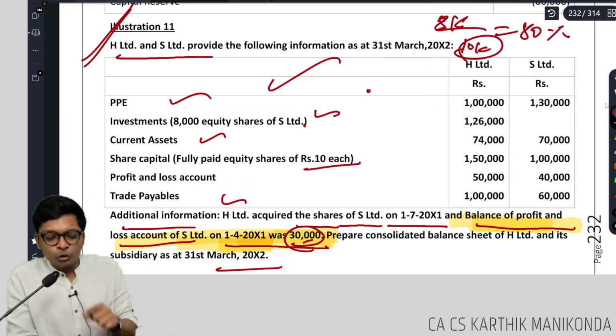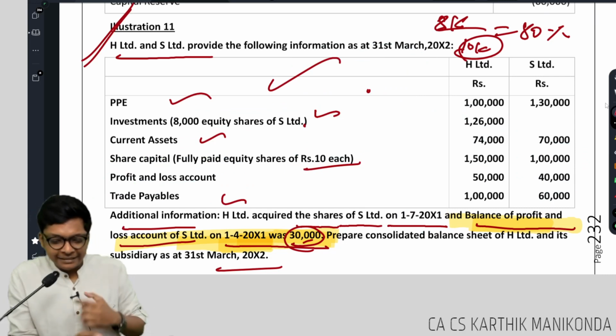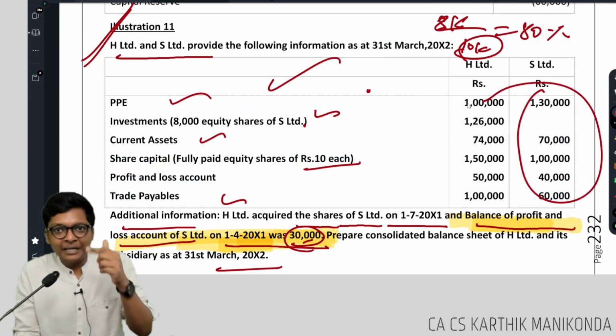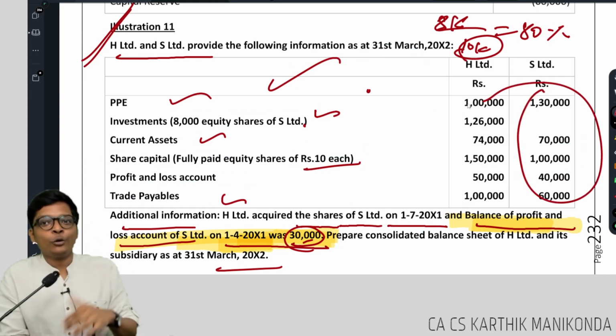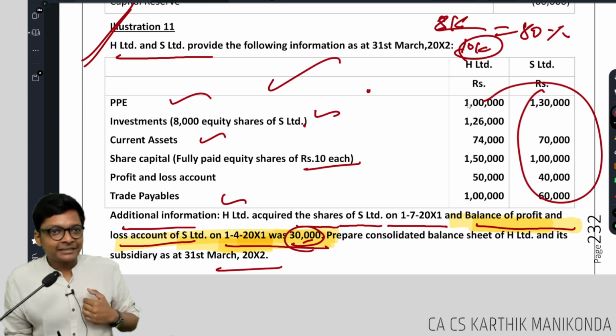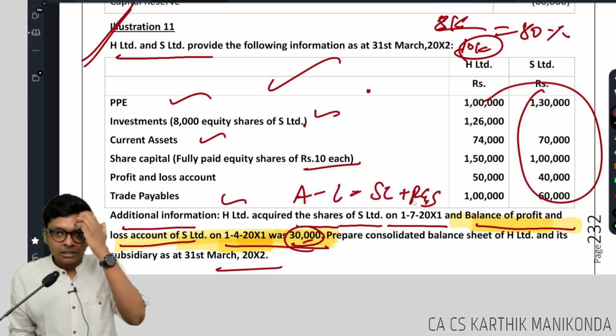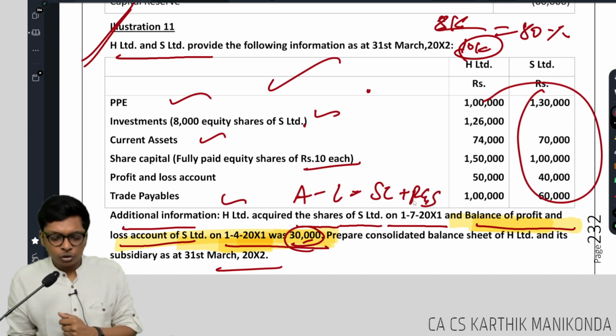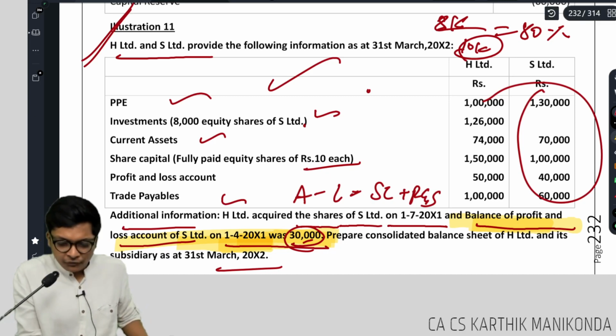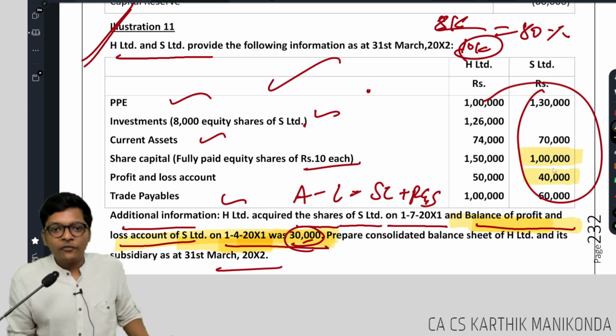31st March 2022, which is the date of consolidation. Can I take the values of this and multiply with 80%? No. It doesn't make sense, correct? That means I need to know the value on the date of acquisition. So let's look at the question and try to understand. Assets minus liabilities is share capital plus reserves and surplus, correct? So share capital, thankfully, is the same, but reserves is not 40,000.